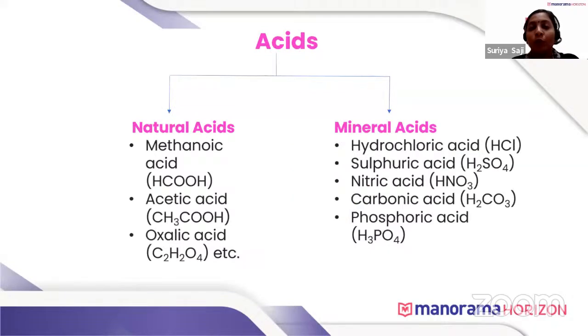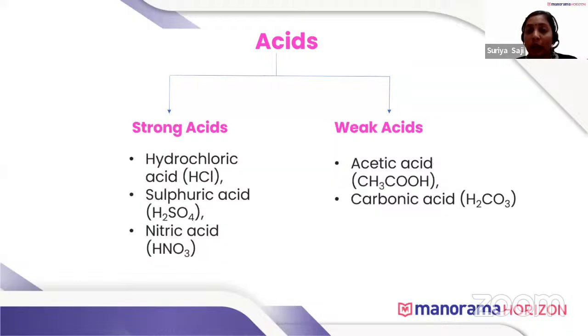So acids can be divided into two types based on their nature, how they react or how they act. Based on the nature, we can divide acids into two types, natural acids and mineral acids. Natural acids we get from nature, or their source is carbon compounds. We have methanoic acid, acetic acid which is ethanoic acid, and oxalic acid. These are all natural acids, derived from carbon compounds. These natural acids are weak acids. We can say that they do not have that much strength. But mineral acids are strong acids. Hydrochloric acid, sulfuric acid, nitric acid, carbonic acid, phosphoric acid, all these are mineral acids. So compared to natural acids, the mineral acids are strong acids.